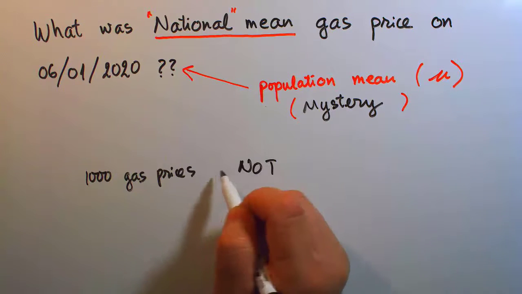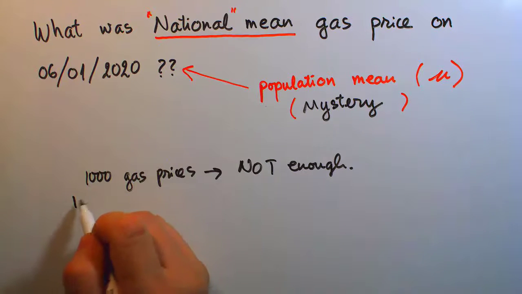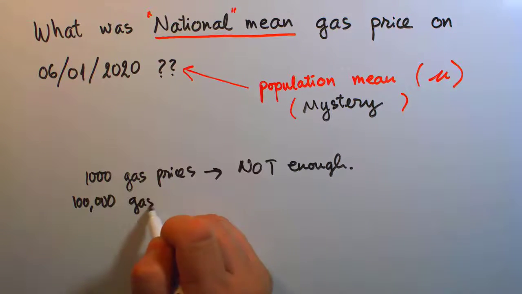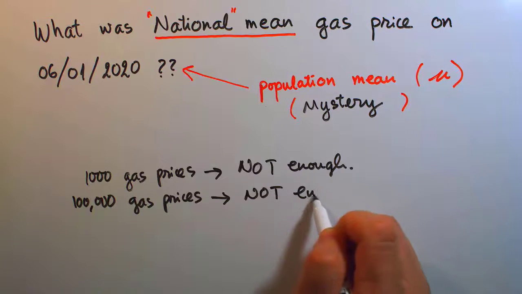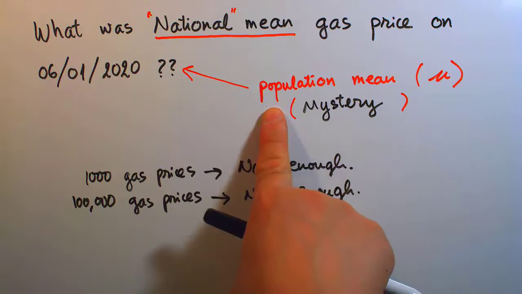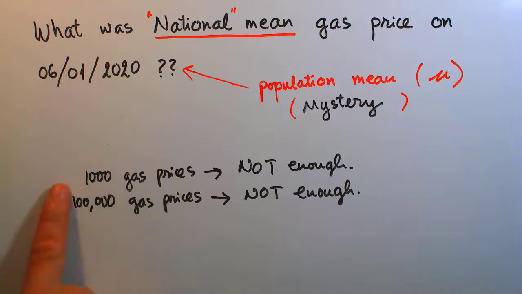Not enough. Still not enough. And what about 100,000 prices? Will that be enough? Still not enough in theory. The point is, we think of the population as very large data, to the point that we don't even know how big the population is. It's just too big. Even when you get to the tens of thousands or hundreds of thousands, it's still not going to be enough.